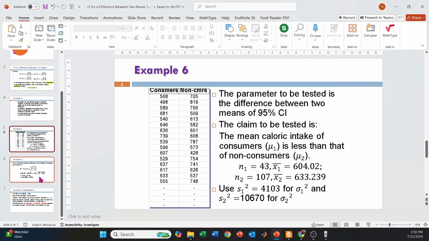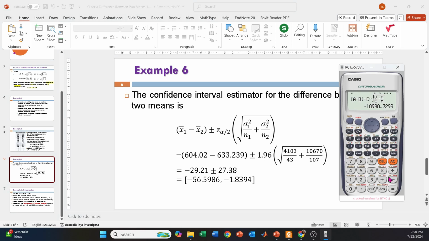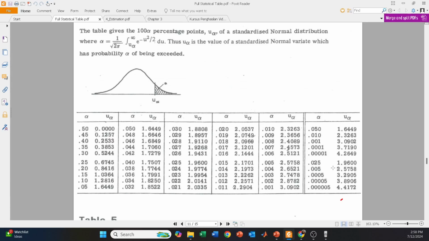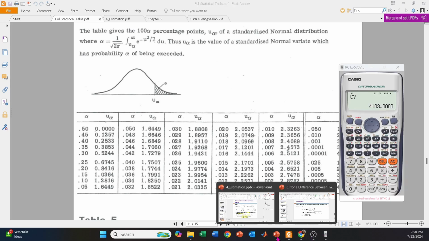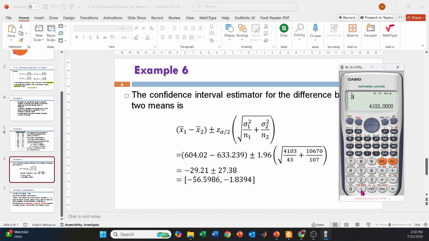Hold on. See, where's the formula? Oh, C. Okay, A value correct, B correct. Okay, C wrong. C is the z alpha over 2 as what we showed just now. Okay, alpha over 2, 0.025, 1.96. Sorry, C value is wrong, 1.96. All the values run.